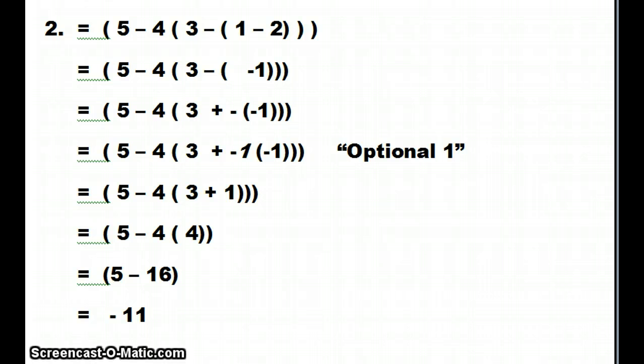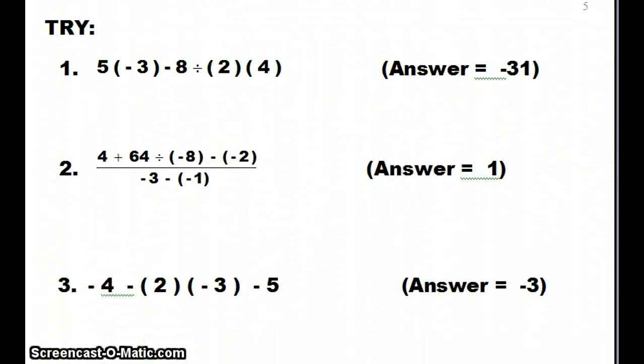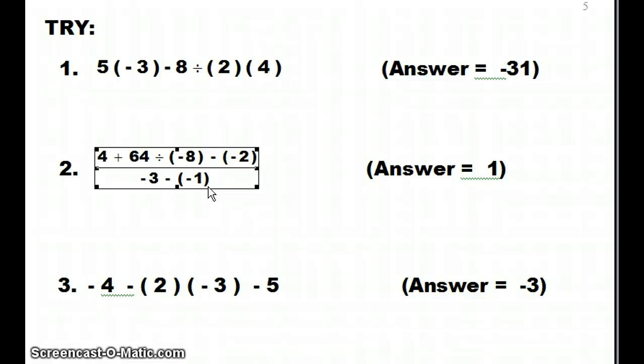On the next page, I have several problems for you to try. The answers are out to the side so you can take a look at them, and then they're worked out entirely for you on the following pages. If you take a look at problem number 2, let me give you a hint how to work that one. You would want to work the entire top of that problem and get one answer, and then on the bottom of it work it as a separate problem and then combine the two.